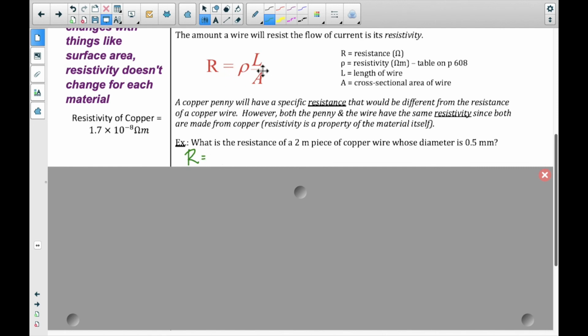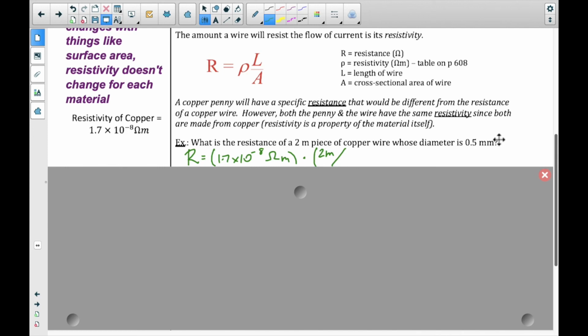The rho is the resistivity, so that's going to be this value. And the unit for resistivity is ohm meters. Now we have the length over here. The length is 2 meters. And the diameter is 0.5 millimeters. Well, a couple things we need to do with that.